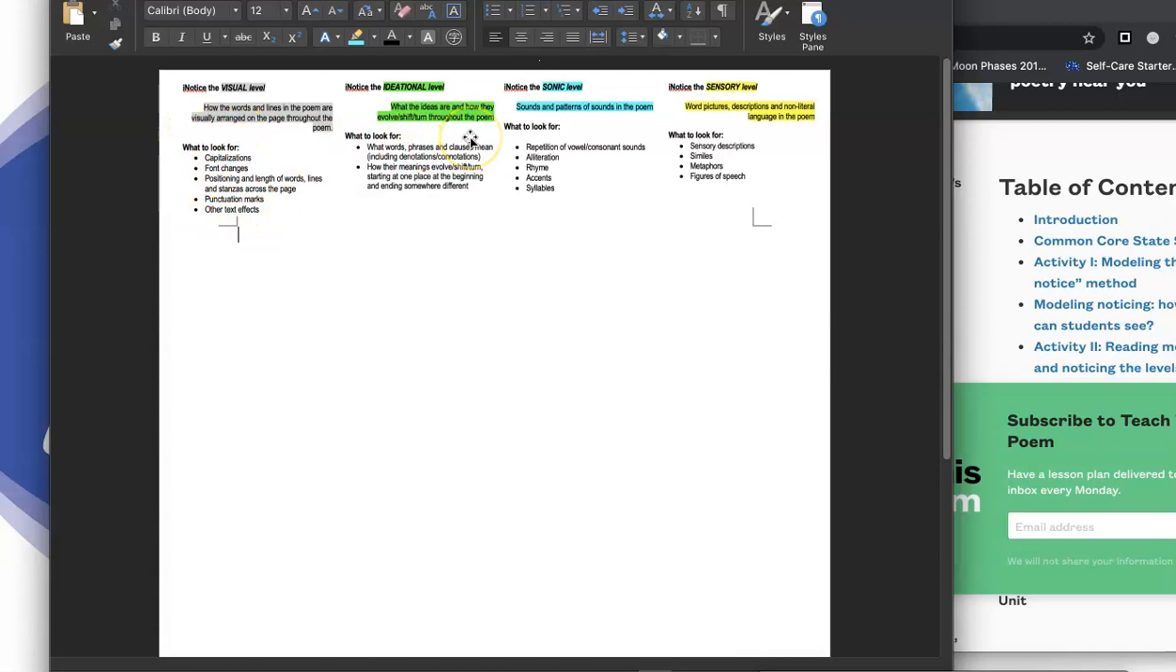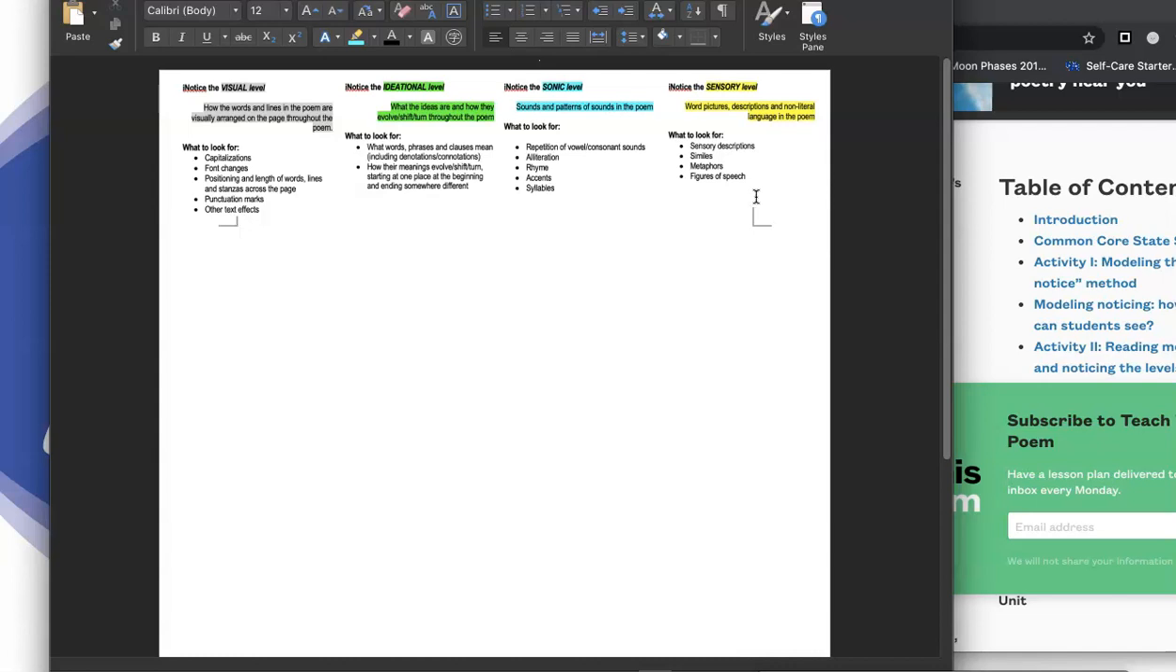There's the ideational level, which is how the ideas shift across the poem, and what it literally means and what it also means in a connotative sense. The sonic level, which are sounds and patterns of sounds in the poem, and it could be any sounds. And the sensory level, which are word pictures, the idea that an image that's created in your head is the sensory level, and that includes figures of speech.